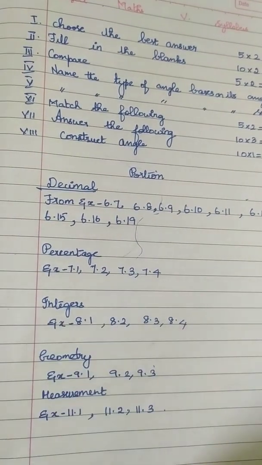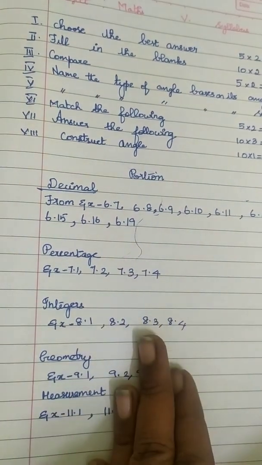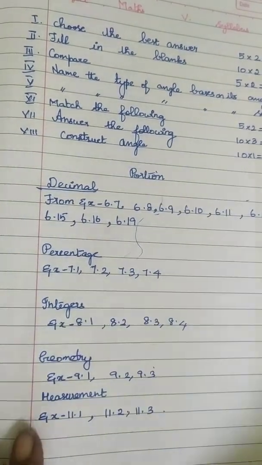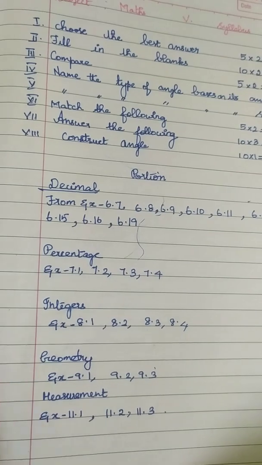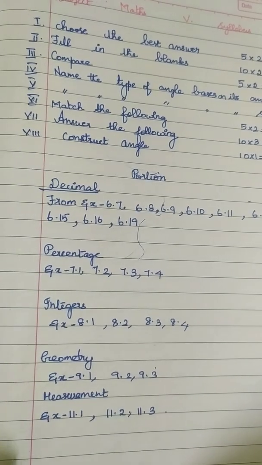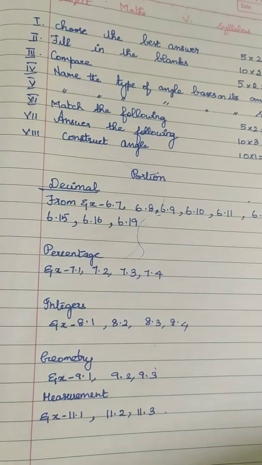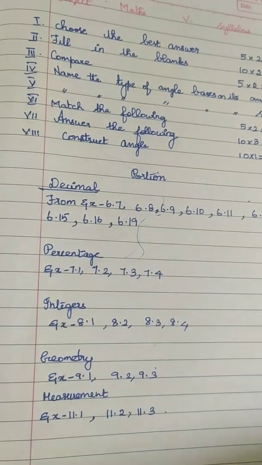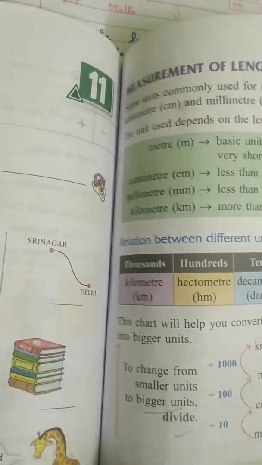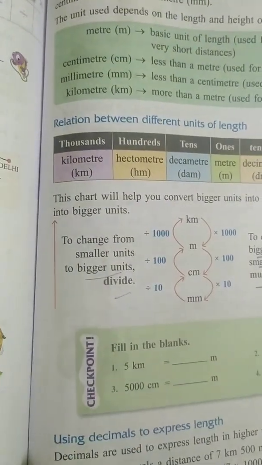And the portions I have already given: decimal, percentage, integers, geometry, and measurement. The last two, geometry and measurement, are what I have taken after midterm, so concentrate more on that. If you take measurement, I'll start from the last, so I can give more importance to what I have taught after midterm. In measurement I have framed questions of the one-word type.